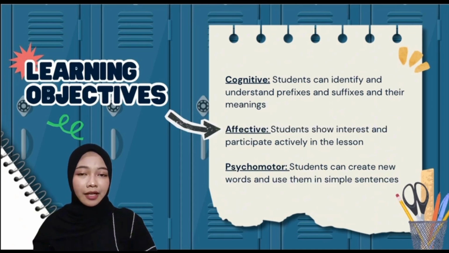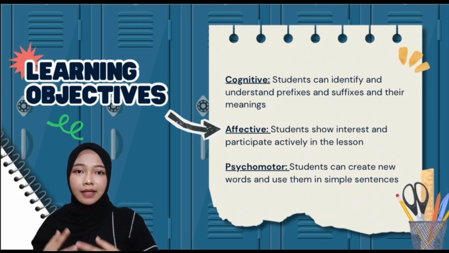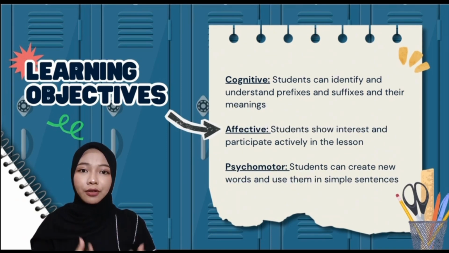The third is the psychomotor aspect. In this aspect, students are expected to be able to practice what they have learned. For example, students can create new words using prefixes and suffixes, and then use them in simple sentences. For instance, from the word play, students can form replay or player, and then make sentences like "I replay the video" or "He is a good player."